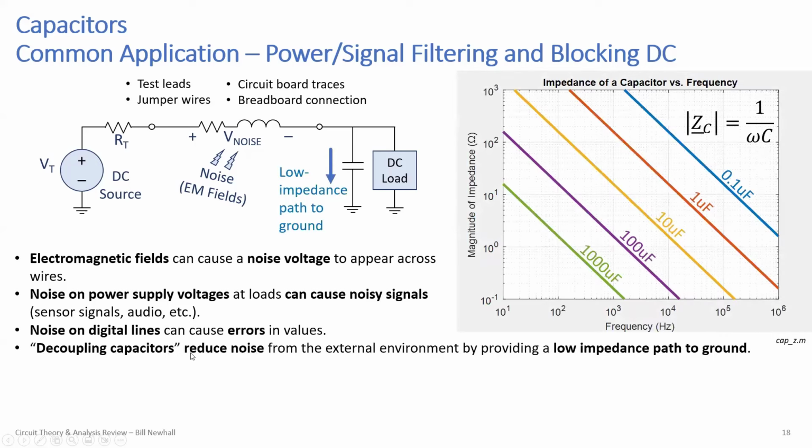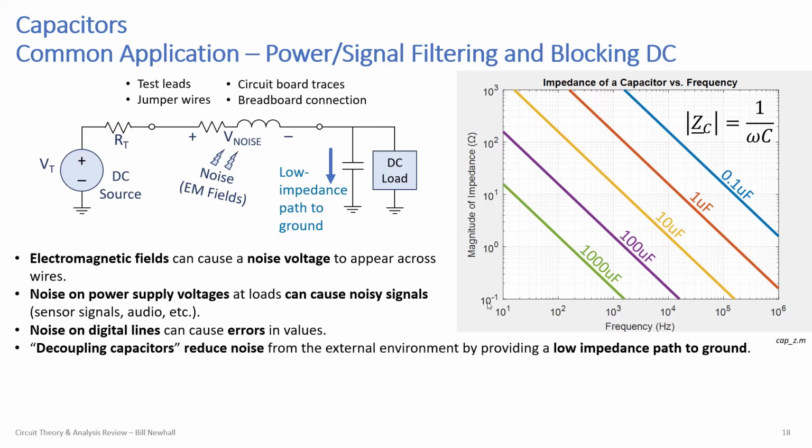And what we do is we use capacitors, and when we use them in this way, we'll call them decoupling capacitors. It decouples the noise from the circuit. So we use these decoupling capacitors to reduce noise from the external environment. And it does that by providing a low impedance path to ground.